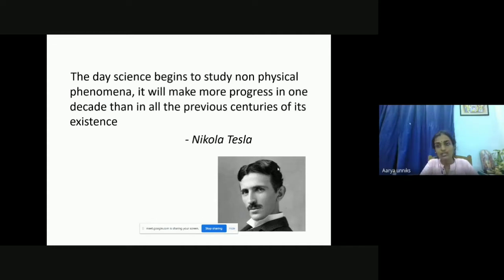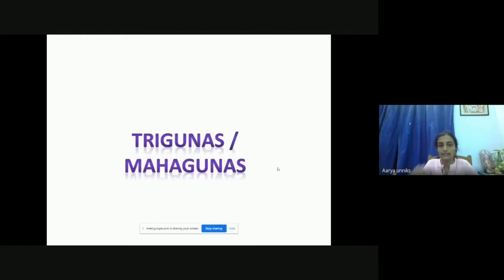We are about to study a non-physical phenomenon, which is the Trigunas. When we venture into learning a non-physical phenomenon, it's a difficult thing. Physics is an interesting subject to many people, but quantum physics is difficult because it says a particle acts as a wave also. So learning non-physical phenomena is a really tough task. Let this be a good beginning.